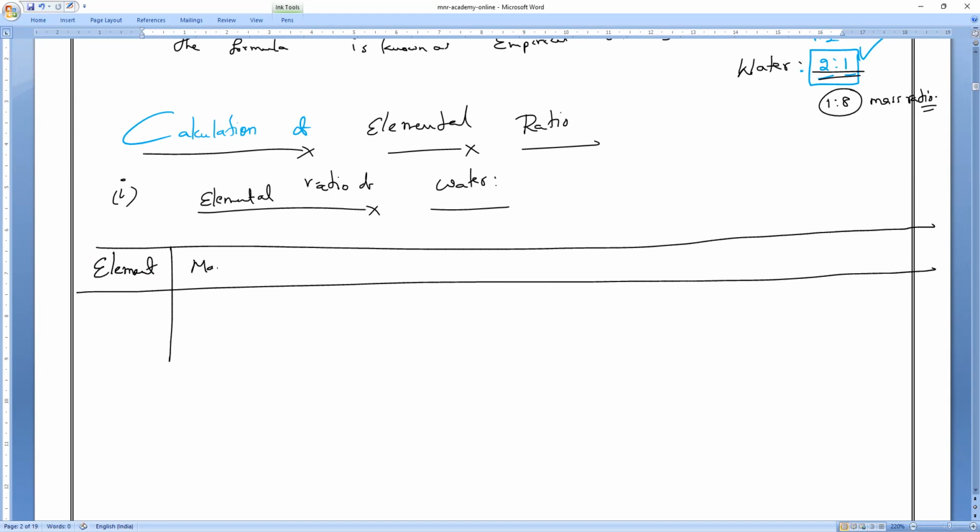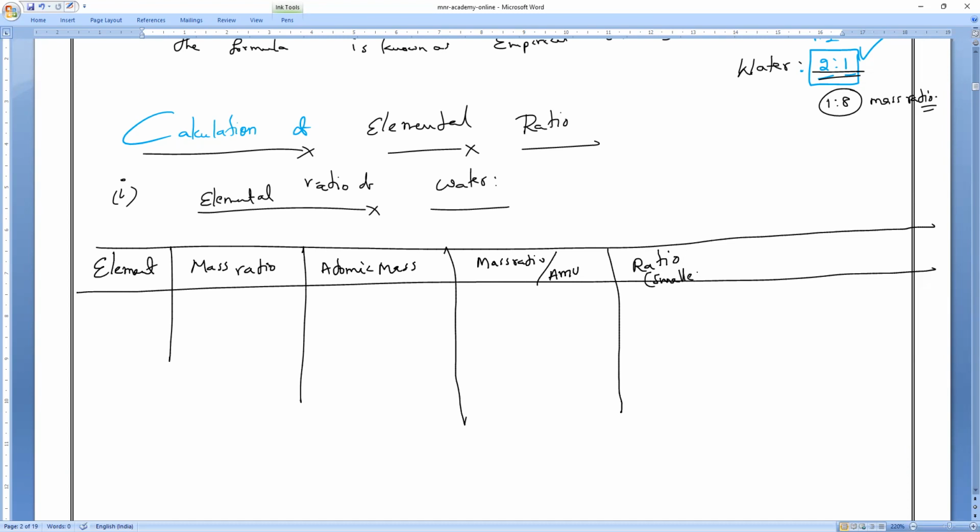Mass ratio. Atomic mass. These are the headings, fixed headings. Next, mass ratio divided by atomic mass. Atomic mass I can write as AMU. Everybody okay? Atomic mass. Next, ratio. This is the simplest, smallest ratio.